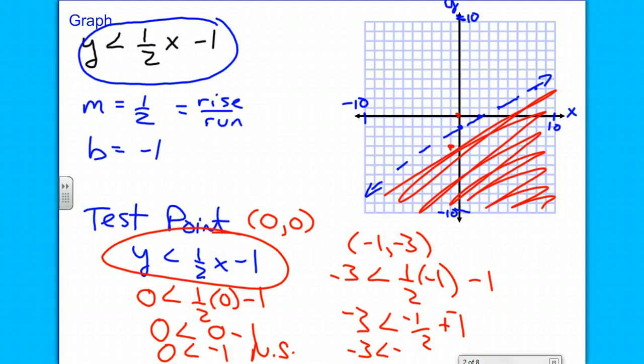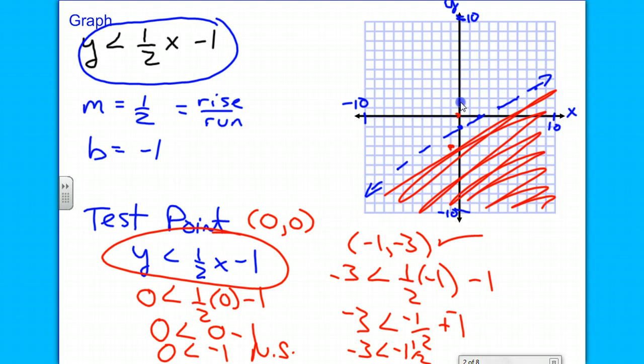-3 is less than -1.5. Is that true? Look at the number line up here, is -3 less than -1.5? Yes. You see, it's to the left. So it is true. This point is true. Had we chosen that point, we would have found that the point was true, and so we would have shaded the side where that point was. So when your test point is true, you shade the side it's on.